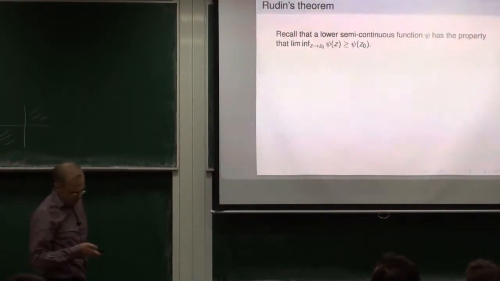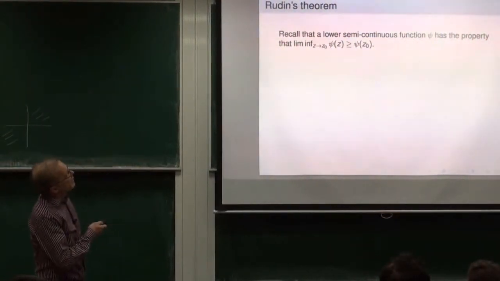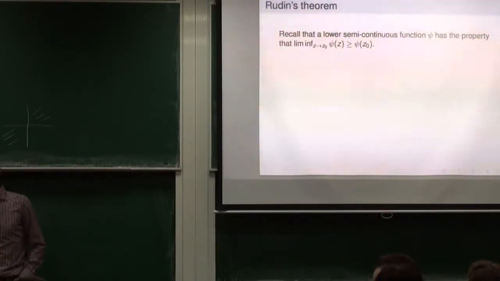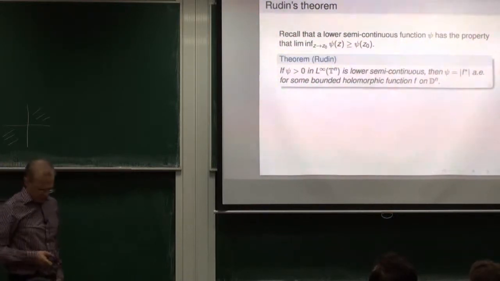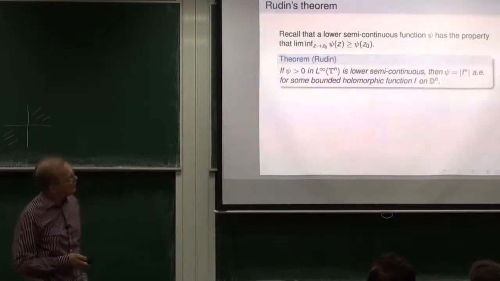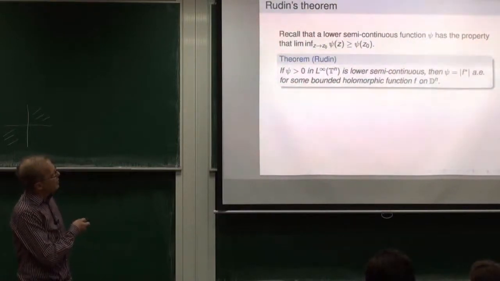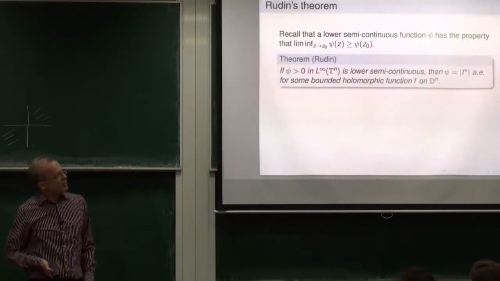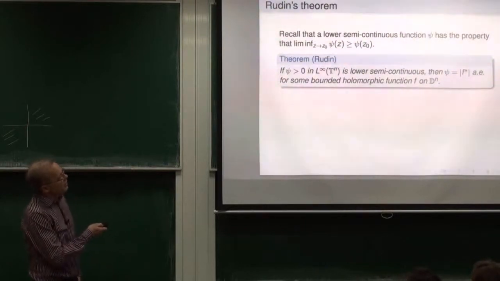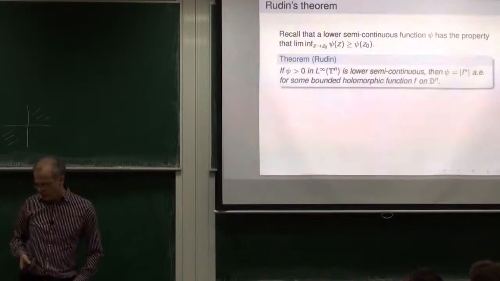He proves the following theorem. We have a definition of a lower semi-continuous function. And Rudin proves that if we have psi bounded and positive, lower semi-continuous, then we can find a bounded holomorphic function whose modulus has radial limit psi almost everywhere on the distinguished boundary.